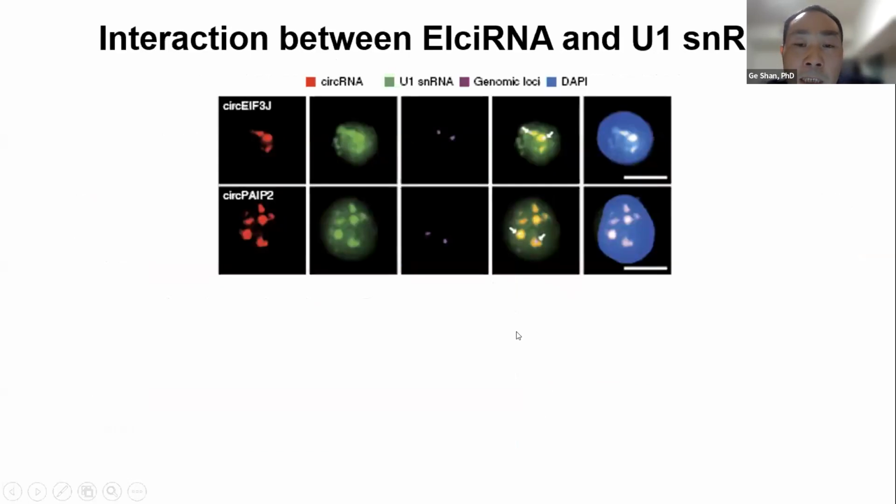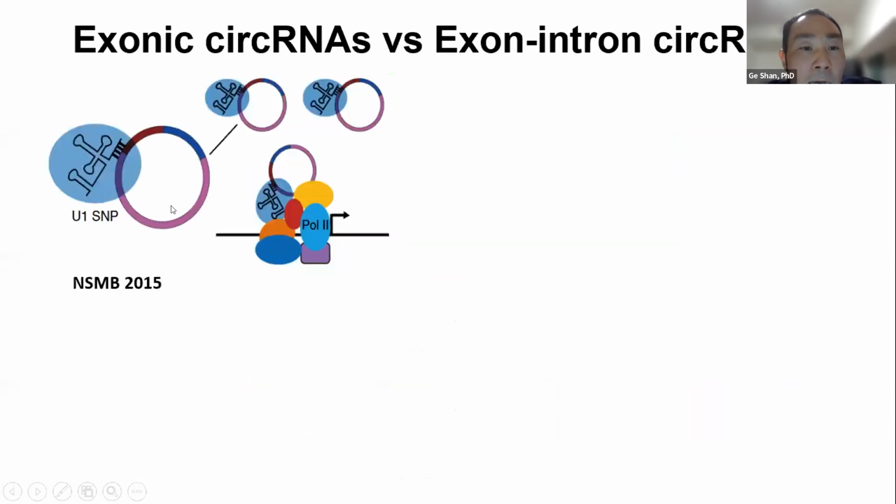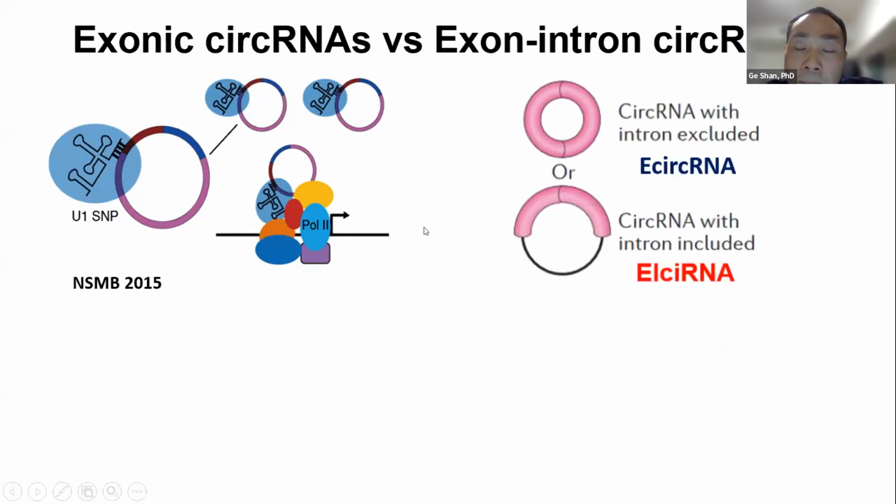With a series of experiments, we found that EIciRNA recruits the U1 snRNP complex through its exon-intron splicing site. Then the U1 snRNP complex regulates RNA polymerase II at the gene promoter and increases the transcriptional initiation of the parent gene. This paper is already published.